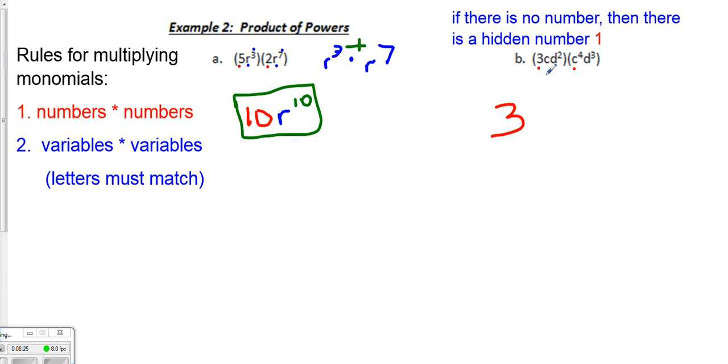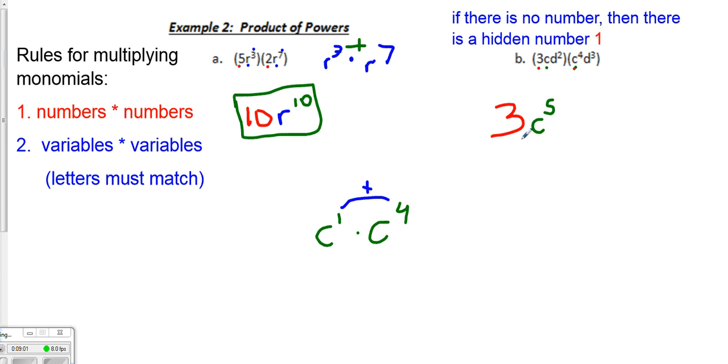Now we look at multiplying our variables together. c times c to the 4th. If this is just c, we think of it as c to the first power. There's only one c being multiplied here. So c to the 1 times c to the 4th power, this 1 and this 4 being added together. So in the end we would call this c to the 5th power.